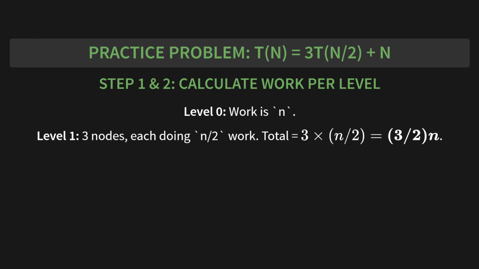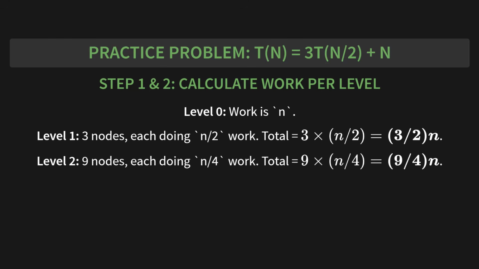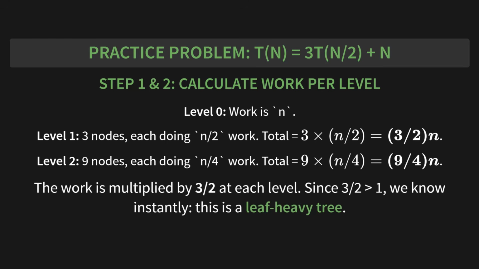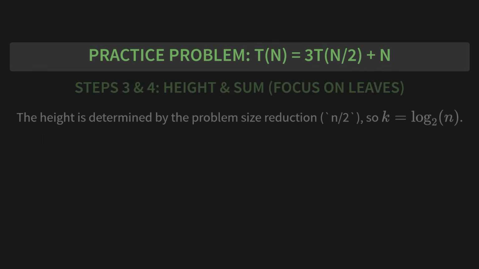Total equals 3 times n over 2, which is 3 halves n. Level 2, 9 nodes, each doing n over 4 work. Total equals 9 times n over 4, which is 9/4 n. The work is being multiplied by 3 halves at each level. Since 3 halves is greater than 1, we know instantly this is a leaf-heavy tree.